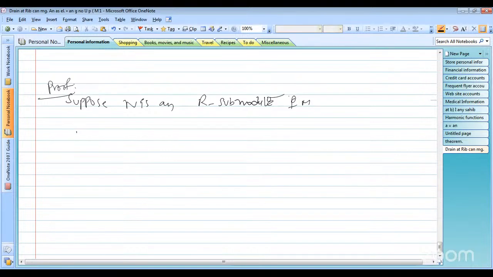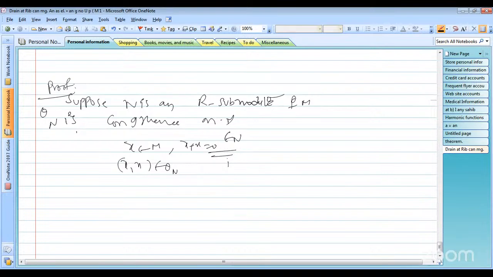We have to prove that theta N is a congruence on M. For every x belonging to M, x minus x is equal to 0, which belongs to N. The condition is satisfied. Therefore (x, x) belongs to theta N, so theta N is reflexive.